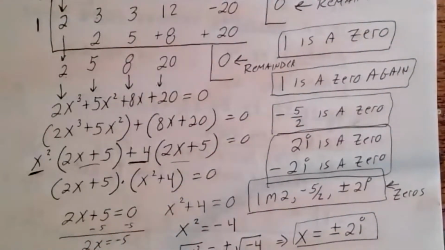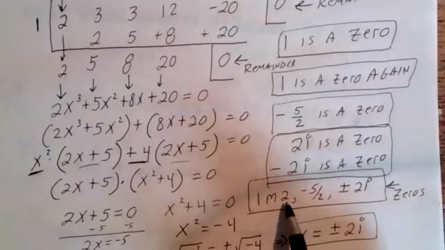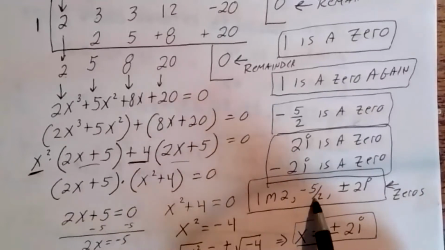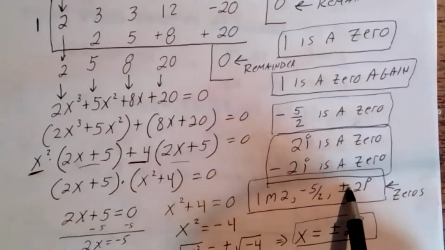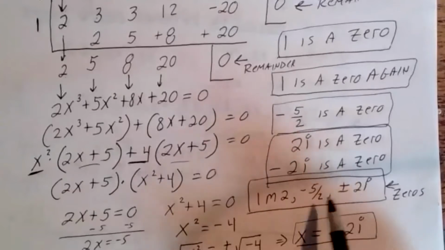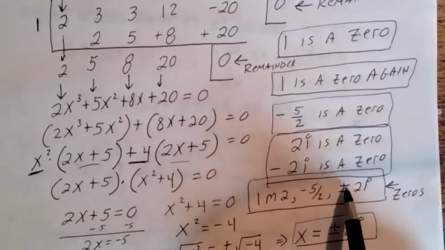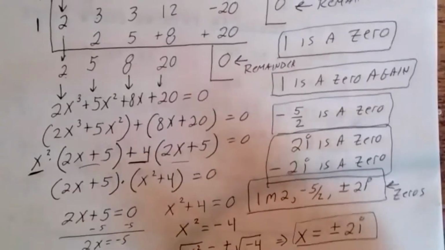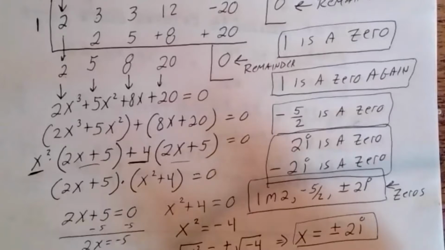5 zeros. Where the sum of the multiplicities add up to 5. 2, this has a multiplicity of 1. These zeros have a multiplicity each of 1. So 2, 3, 4, 5. The sum of the multiplicities must be equal to 5, and that's the case.